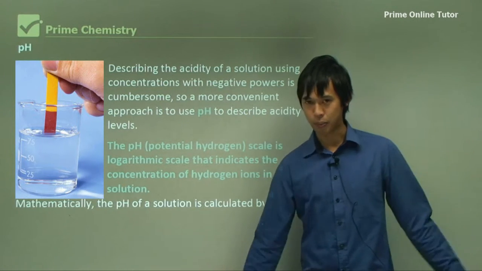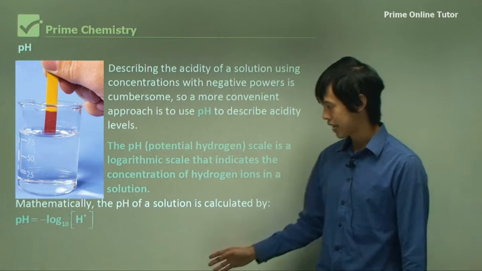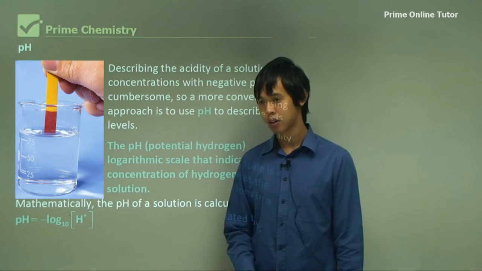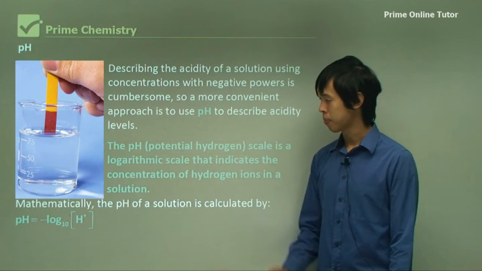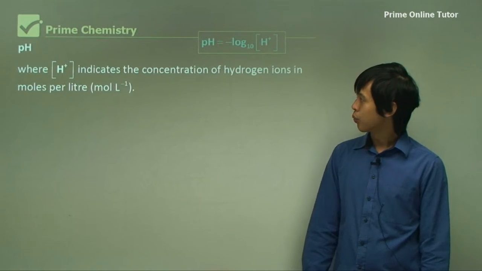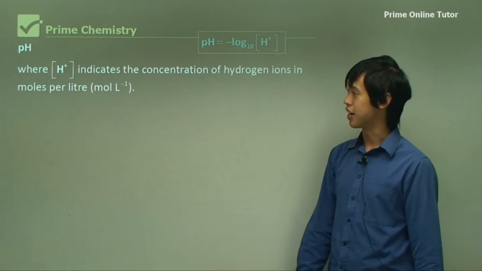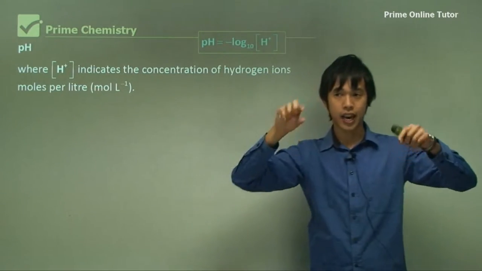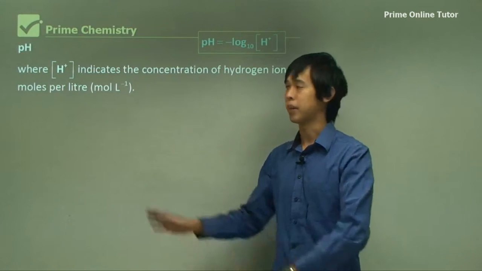So as I said, we're talking about maths. Mathematically, the pH of a solution is calculated by pH is equal to minus log base 10 of the concentration of hydrogen ions. That's what it is. Okay? So that's the formula, where this bracketed H plus means the concentration of hydrogen ions in moles per liter. Okay? So whenever you see square brackets and then something inside, it means concentration in moles per liter. Okay, that's all it means.